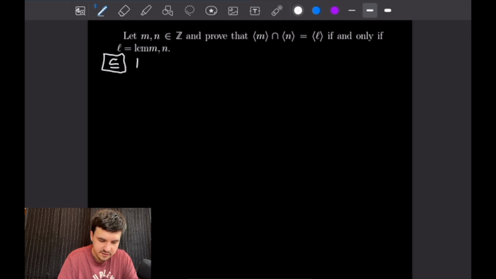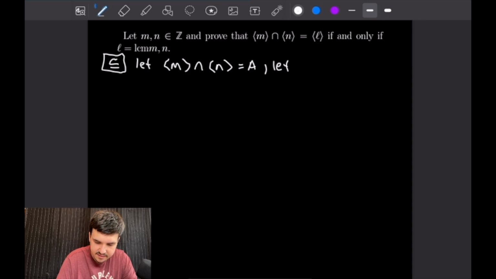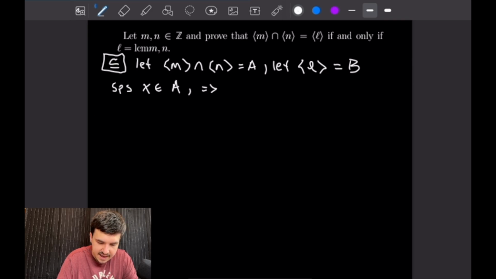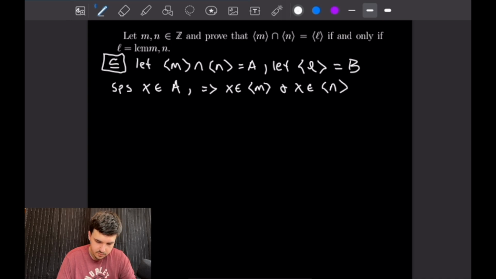So just to simplify some notation here, let's go ahead and let this intersection here be equal to the letter A, and we can go ahead and let the set generated by the LCM of m and n be equal to B. That way I don't have to write those out so many times. So now we're going to go ahead and suppose that x is in A. Well, by the definition of the intersection, that means that x is in the set generated by m, and also that x is in the set generated by n. But that means that x is a common multiple of m and n.